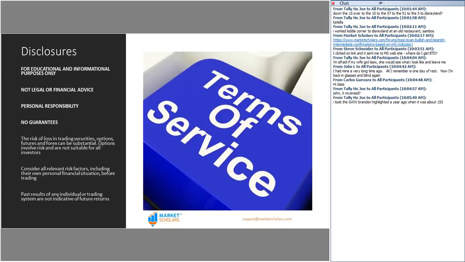There's a risk of loss in trading anything. Consider all relevant risk factors, and past results are not indicative.